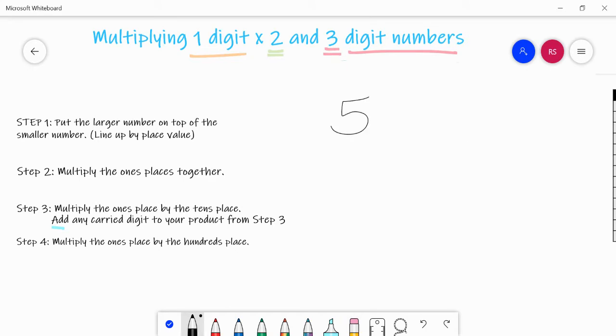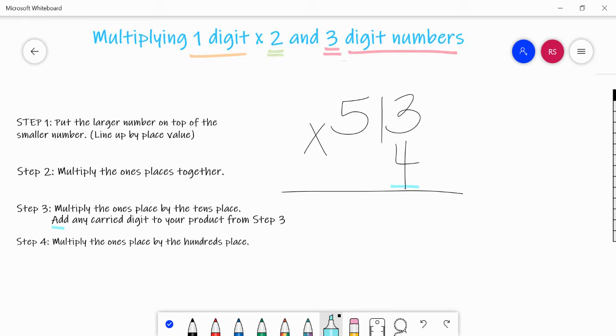So let's do 513 times 4. And again, step 1 tells me to make sure that my numbers are lined up. My place value, my larger number is on top of my smaller number. So I put 513 on top, 4 on the bottom. And now we're going to go through and multiply each place value. So again, remember, we're taking this 4 and we're multiplying it by all 3 of the digits in my big number. But we start in the ones place.